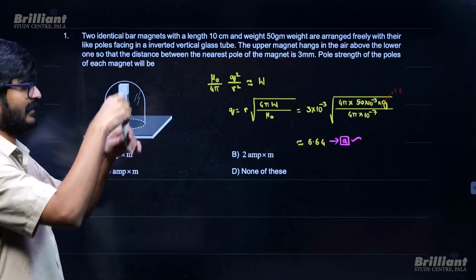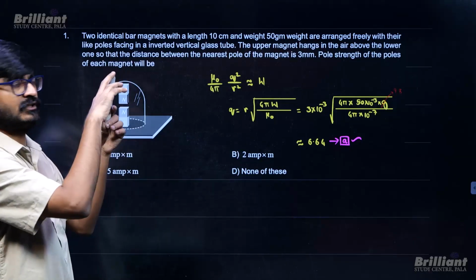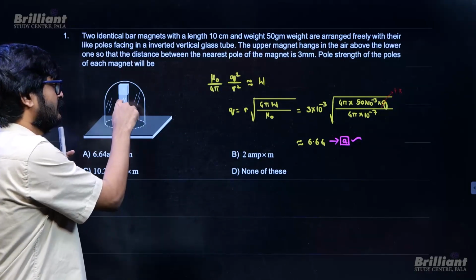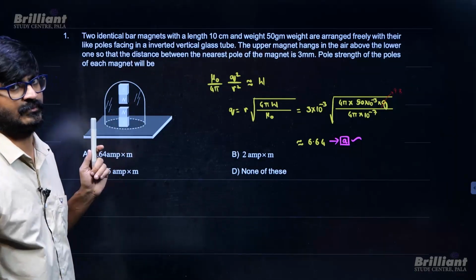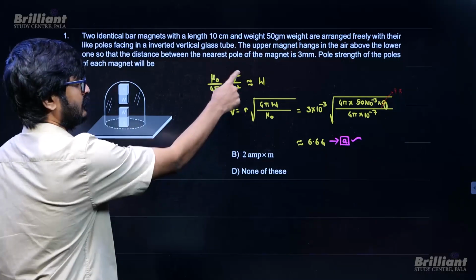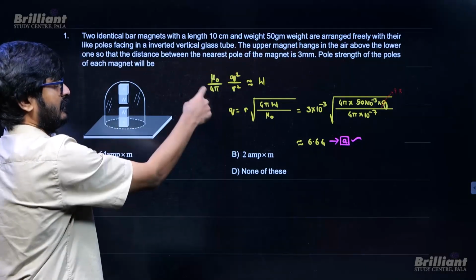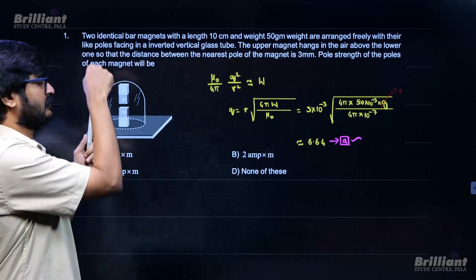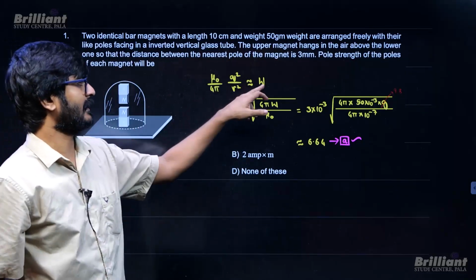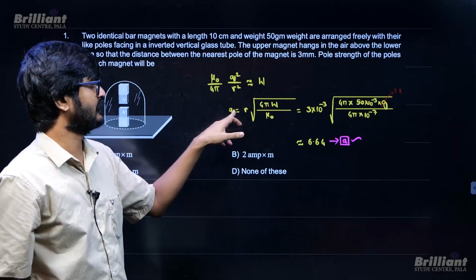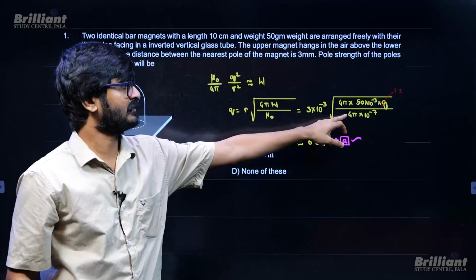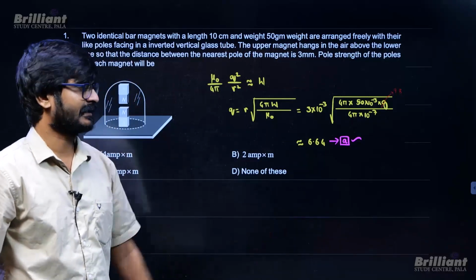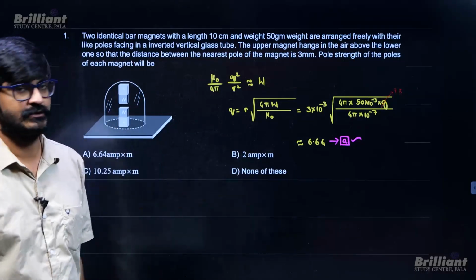Now if you take this bar magnet, the majority of the force on it is the repulsion between these two, that is k q square by r square form. Instead of k, it will be mu naught by 4 pi. Now that repulsive force is balancing the weight of the upper magnet. Now from here you need to find what is q. All the values were given in the question. Take g as 9.8 and get the approximate value as 6.64, right?